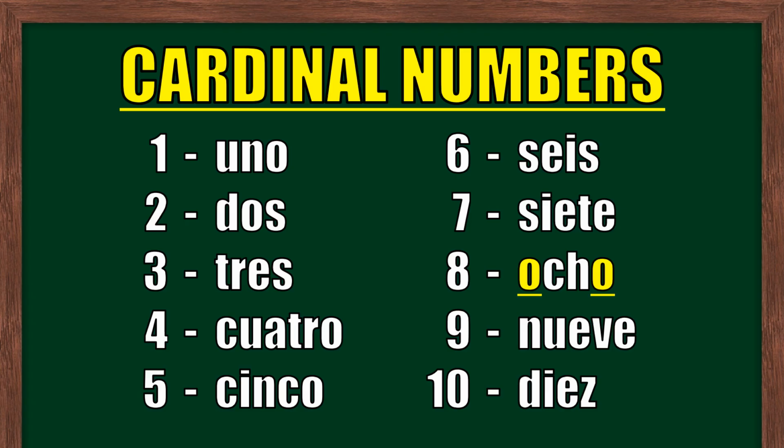Ocho. It's the same for the number 2. Dos. The V in nueve is pronounced like a B in English. Nueve. And the Z in diez is pronounced like an S. Remember, the English Z sound does not exist in Spanish. So there is no such thing as a Z sound in diez. 1, 2, 3, 4, 5, 6, 7, 8, 9, 10.